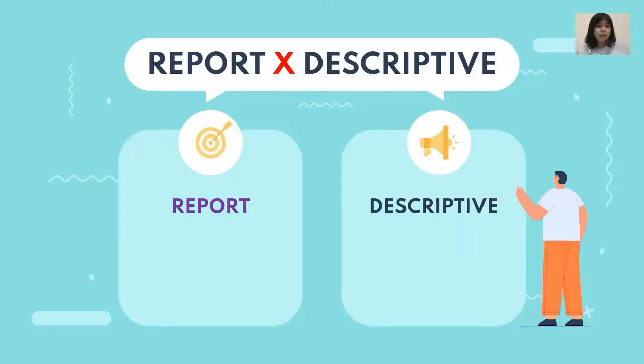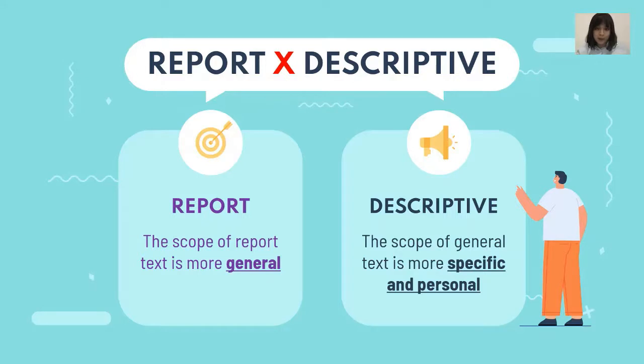In additional info part, we are going to tell you the difference between report and descriptive text. The main difference lies in the scope. Report text scope is more general, while descriptive is more specific and personal. To put it simply, for instance, in report, we are giving an information about dog, while in descriptive text, we can write about my dog, Mickey.